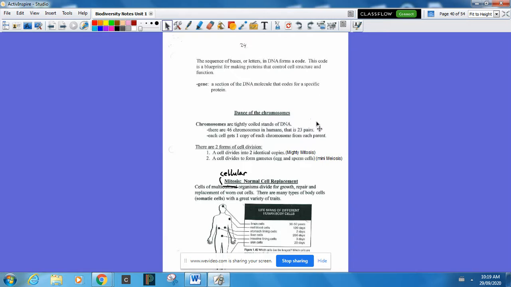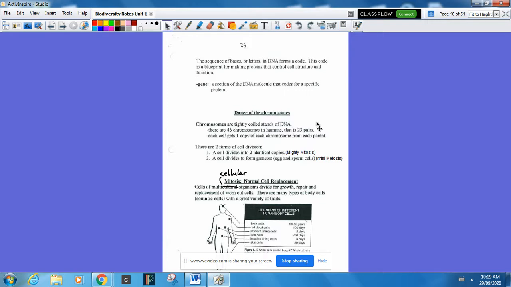So we know that there's 46 chromosomes in people and 23 pairs, and that makes sense because you get half your genes from mom, 23, half from dad, 23, to bring you up to 46. If I was an organism that had 26 chromosomes in my body cells, I would have 13 in my sex cells, because once again, you've got to get half from sperm, half from egg.